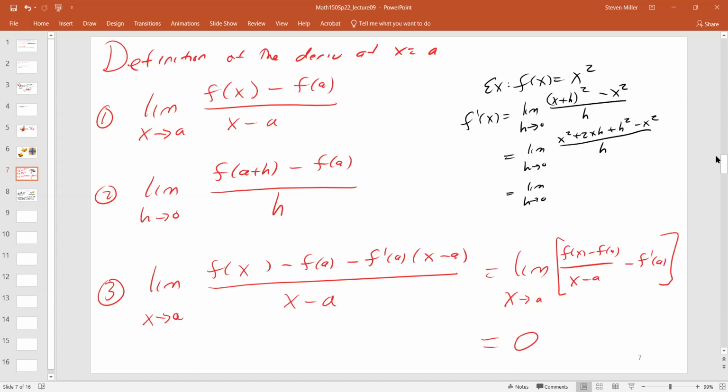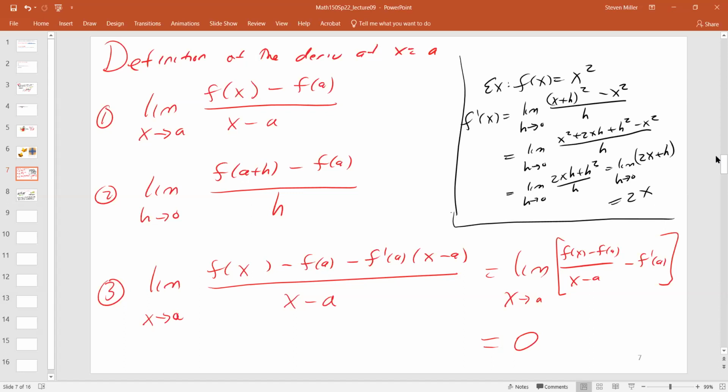This is the limit as h goes to 0. The x squareds cancel. I get 2xh plus h squared over h. This is the limit as h goes to 0 of 2x plus h. And as h goes to 0, what does 2x plus h go to? 2x. And here is our derivative. The derivative of x squared is just 2x. And there is the nice proof you're using the second one.